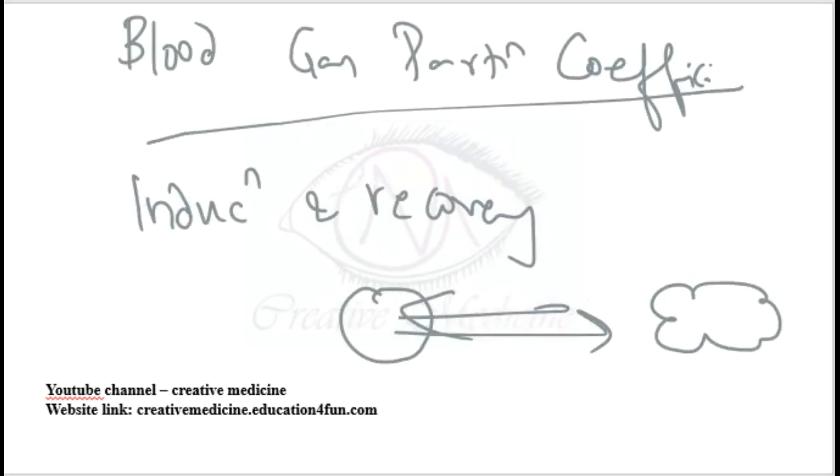So, summary: blood gas partition coefficient is also called blood gas solubility, also called diffusion coefficient. This will tell us about the induction or recovery of an anesthetic agent. The alveolar concentration will depict the brain concentration.